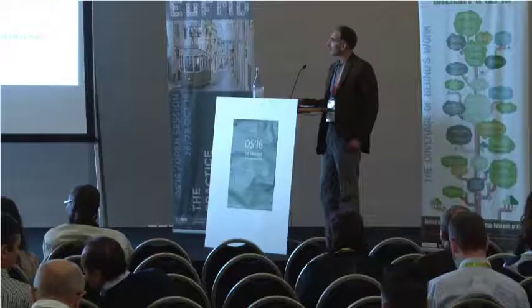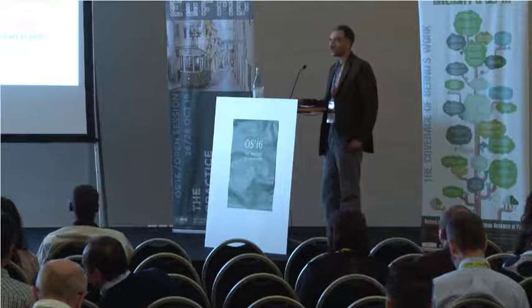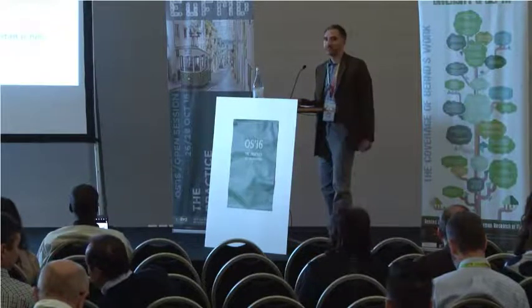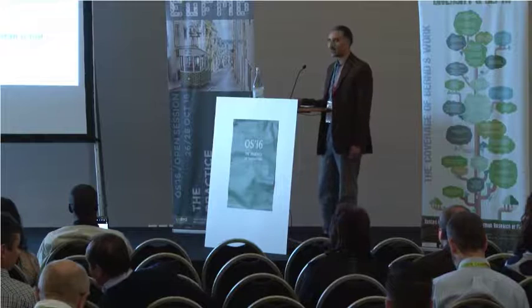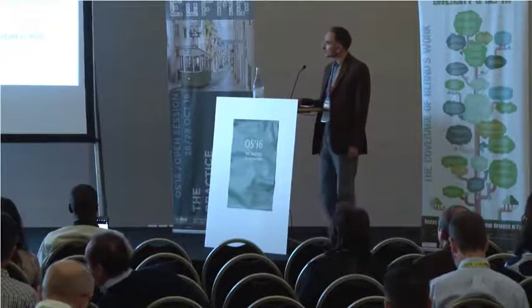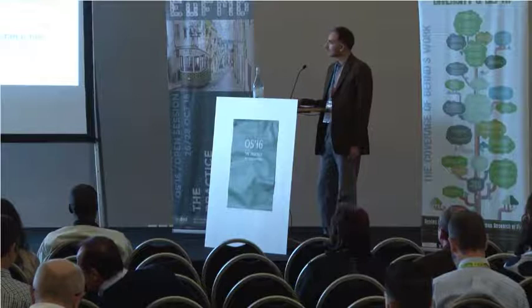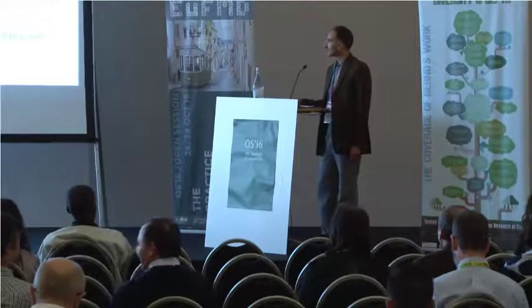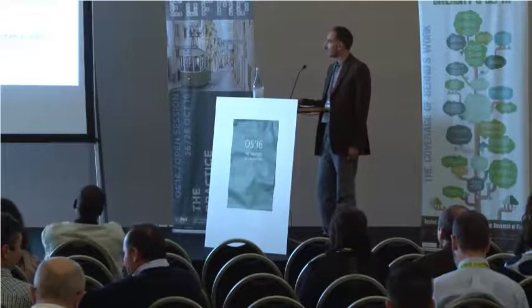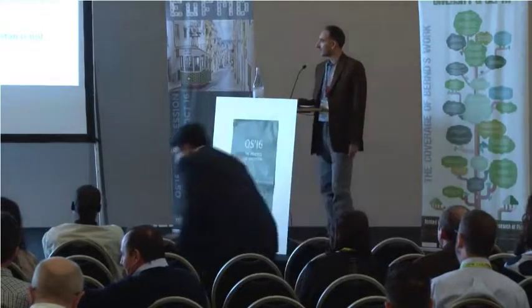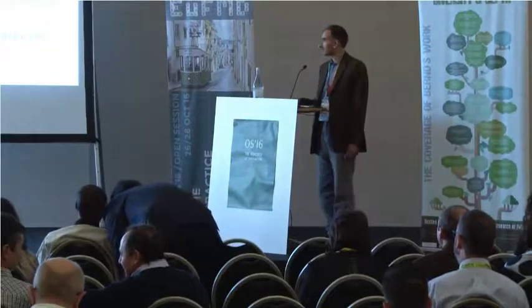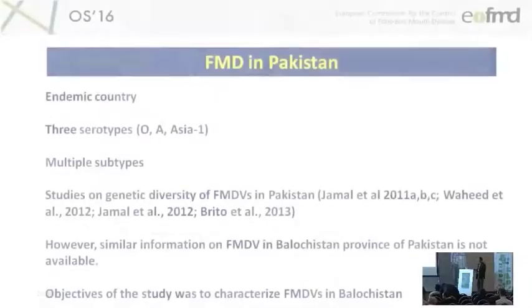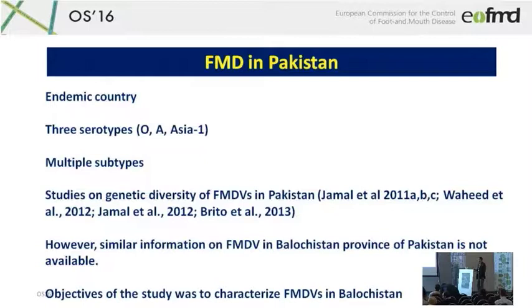FMD is endemic in Pakistan, and 3 serotypes, that is serotype O, A, and Asia1, are in circulation. And there are multiple subtypes within each serotype. Studies on genetic diversities of FMD in different areas in Pakistan are already available. However, similar information about FMD in Balochistan province of Pakistan is not available. So the objective of this study was to characterize FMDVs originated from Balochistan province of Pakistan.